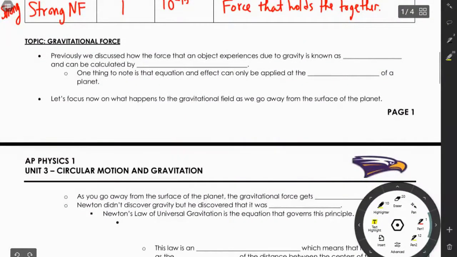All right, so welcome back. We're going to talk about gravitational force. Remember, gravitational force is one of the 4 fundamental forces. And so we're going to break this down a little more.